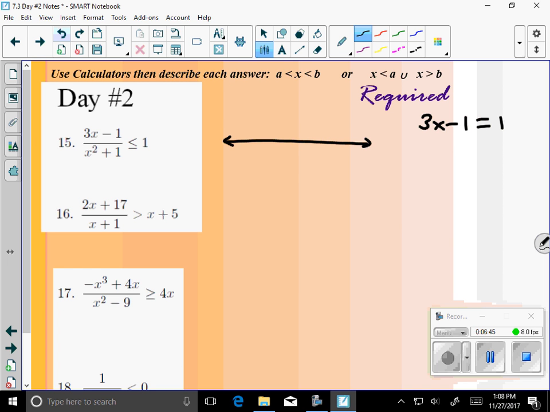Okay, so I'd solve that algebraically. I'd add 1 to both sides. I'd get 3x equals 2, so x equals 2/3. Anybody disagree with that? Okay, so we're solid there algebraically. So there's only one place that this function will actually cross this axis, right? It's going to cross at x equals 2/3.